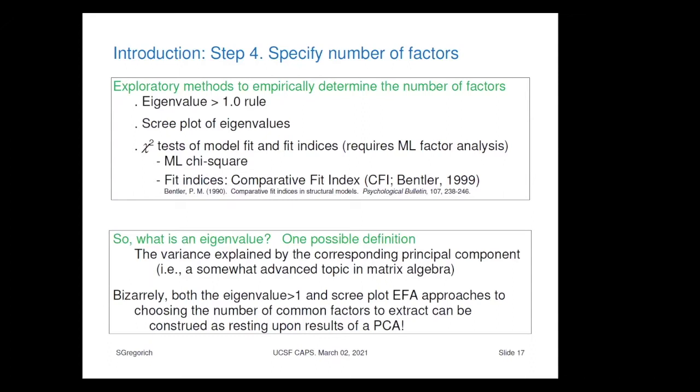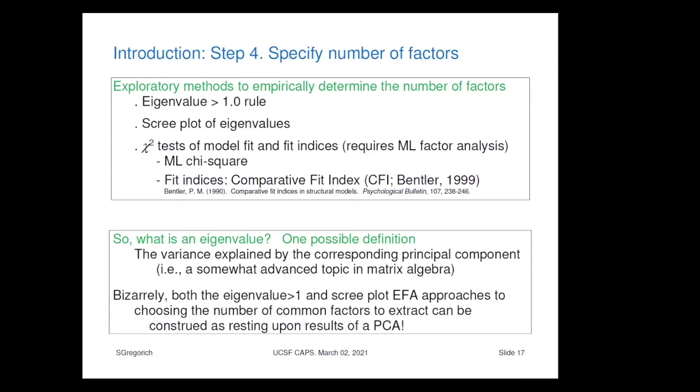So the chi-square test is sometimes called the test of exact fit, and it's pretty sensitive, and it's also sensitive to departures from multivariate normality.